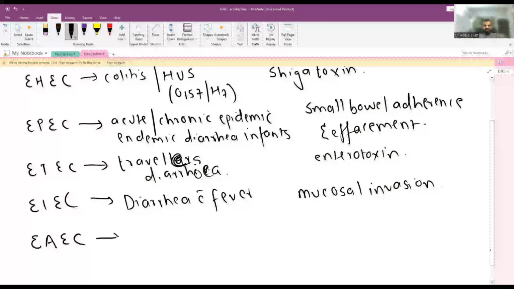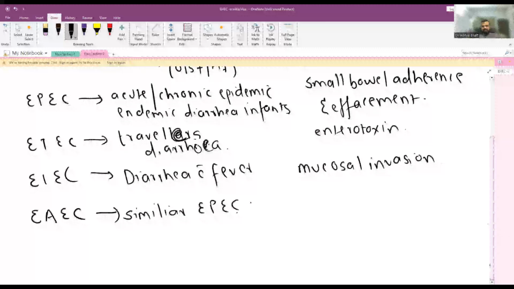Enteroaggregative is technically similar to enteropathogenic, and it also leads to a similar picture as EPEC. Okay, everything is similar to EPEC, and there is also the presence of enterotoxin. Okay, so EPEC with enterotoxin leads to EAEC, which is similar. It is a combination of EPEC and EIEC. Okay, so that is the issue.